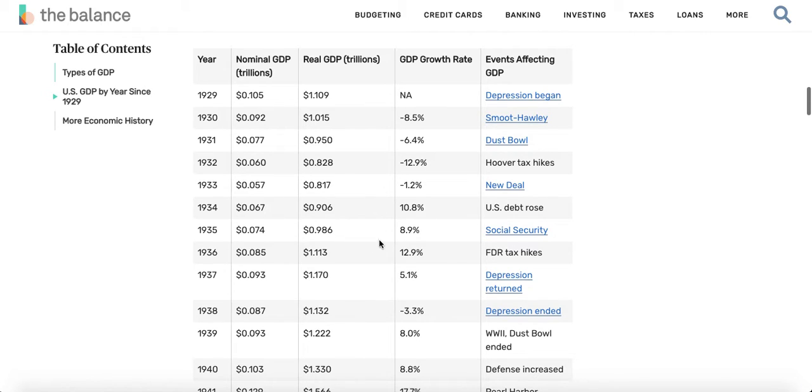So 1935, 13% growth, incredible. And I think Social Security, that's all that's required to produce that amount of growth. Well, there are a lot of countries with Social Security, but we don't see that kind of growth there. So moving down, 1936, growth goes down quite a bit, 5%. So I think tax hikes again are the reason.